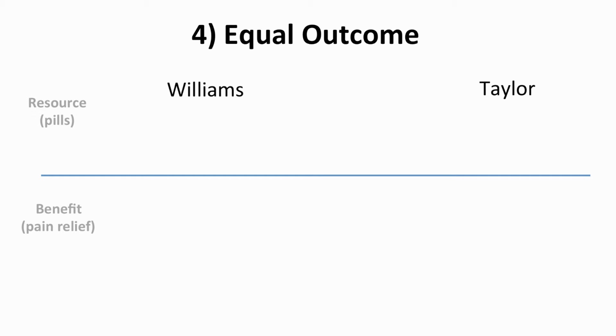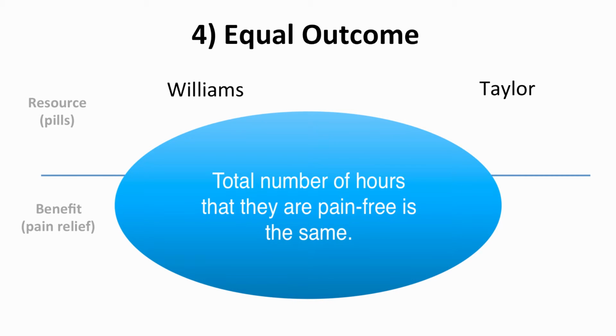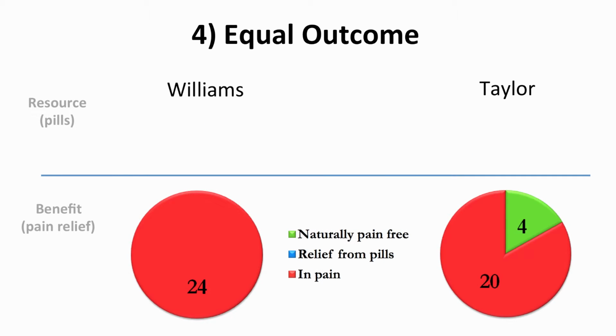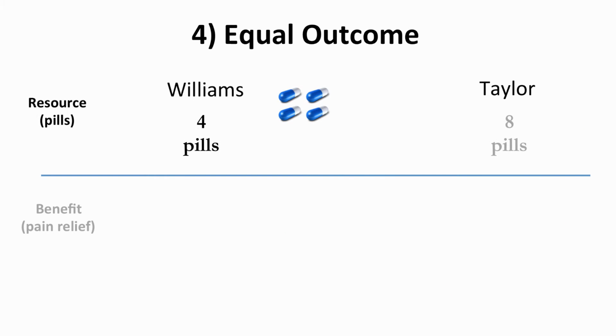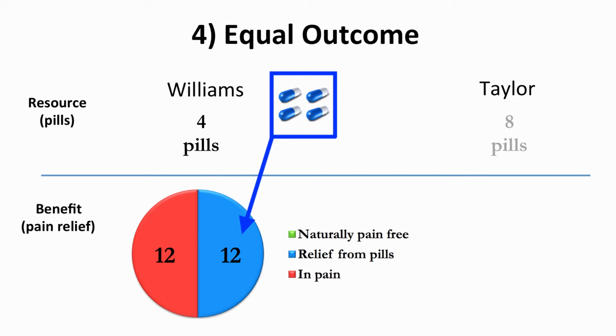Our fourth way to divide is called equal outcome. Divide the pills so that the total number of hours each day that Williams and Taylor are pain-free is the same. To divide the pills this way, we now take into consideration the number of hours that each person is naturally pain-free, the green part. Recall that in this example, with no medication, Taylor is pain-free for 4 hours a day, while Williams has no pain-free hours without medication.